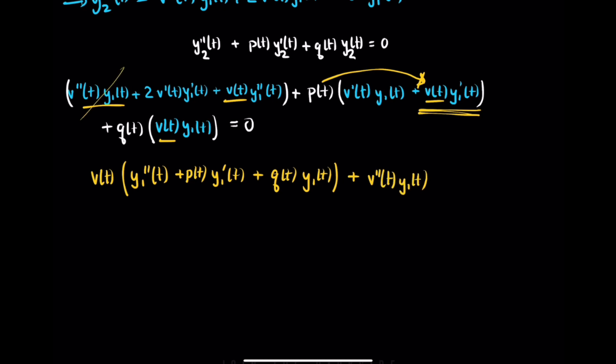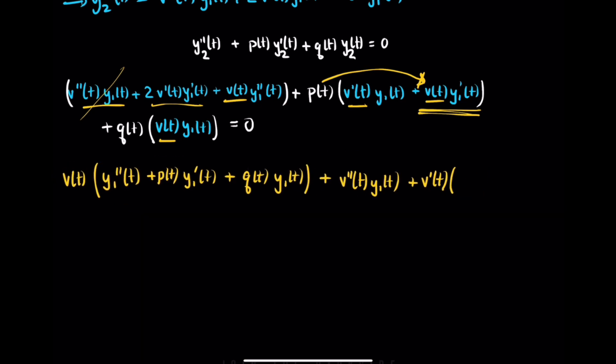We can get rid of that, and then we can say that we have these two terms where it's just v'(t) and v'(t). So then v'(t), and then I can just move this to the side like so. So v'(t) is 2 y1'(t) plus p(t) y1(t), and then this whole thing equals 0.